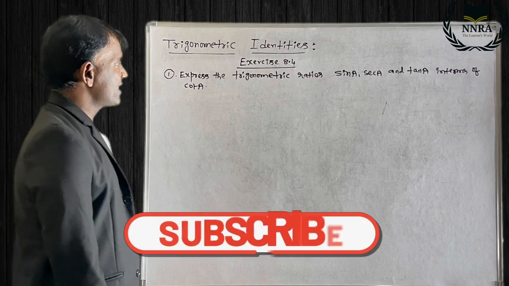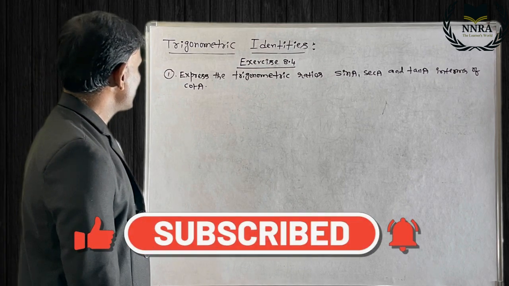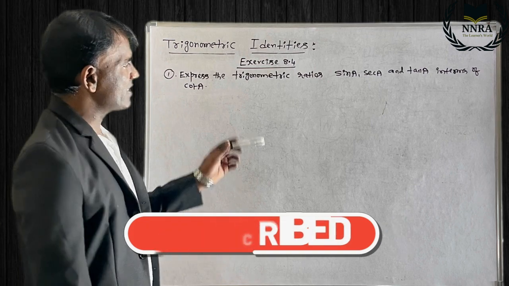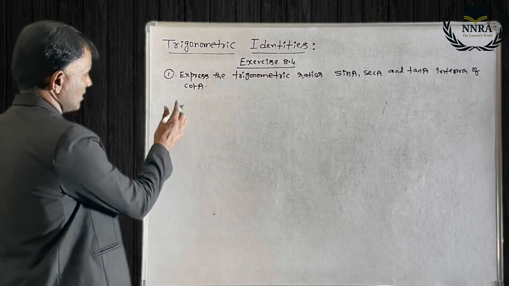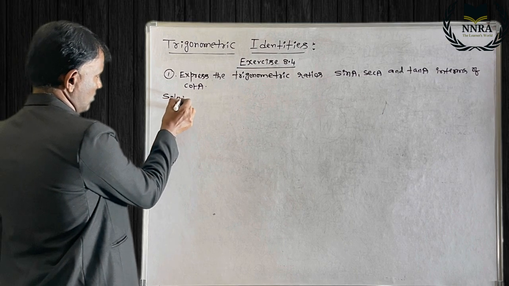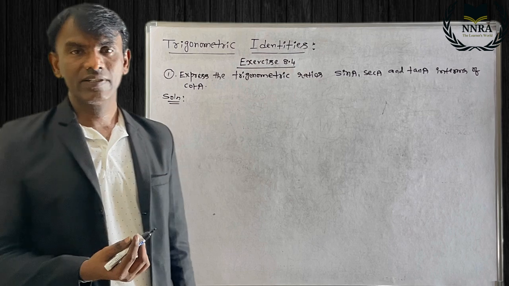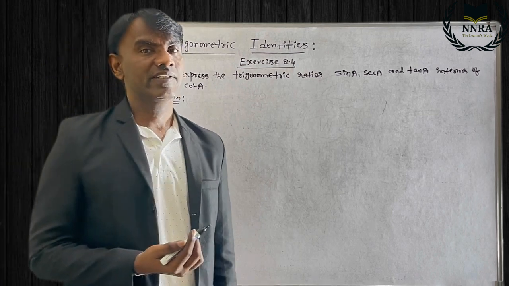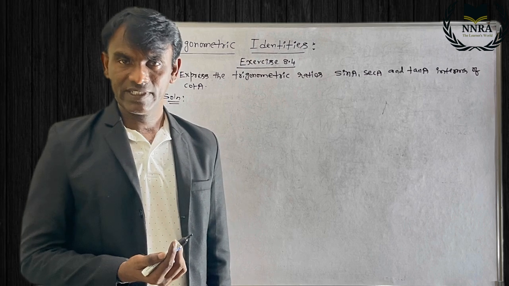Okay, now this is exercise 8.4. In that, question number 1 is: express the trigonometric ratios sin A, secant A and tan A in terms of cot A. Okay, now we want the sin A value in terms of cot A. For that we can use the third trigonometric identity, 1 plus cot square A equal to cosecant square A.